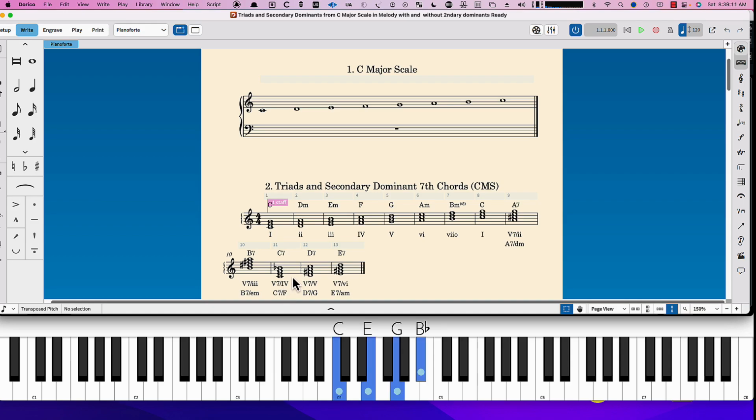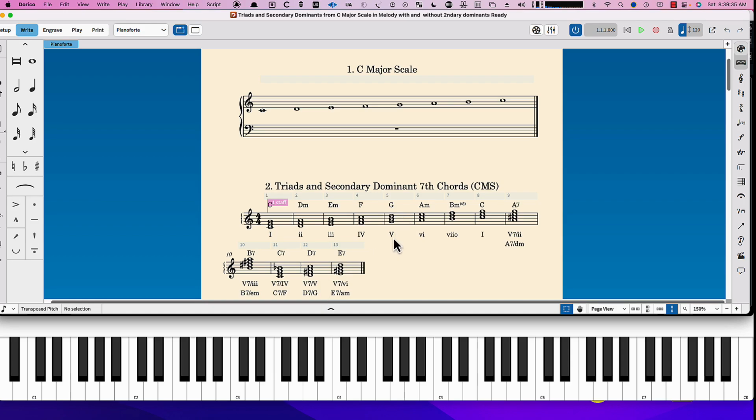So again, the 4 is the F chord starting with F. And if I take F and go down a 4th, I get C, and then I use that as my root for the 7th chord. So that would be the 5/7 of 4, and it goes to the 4. And then we have the 5/7 of the 5 chord.